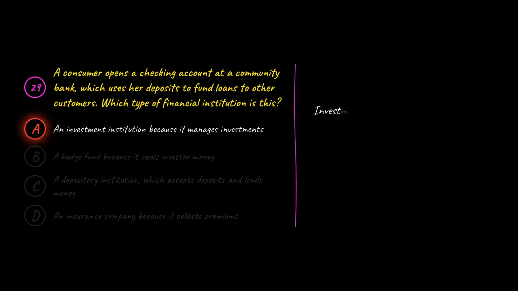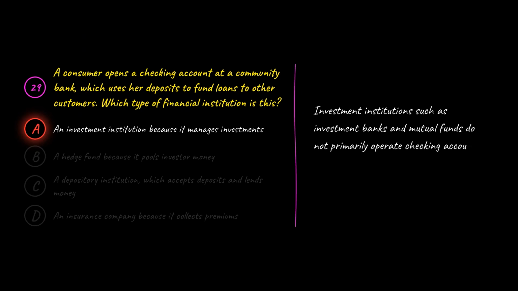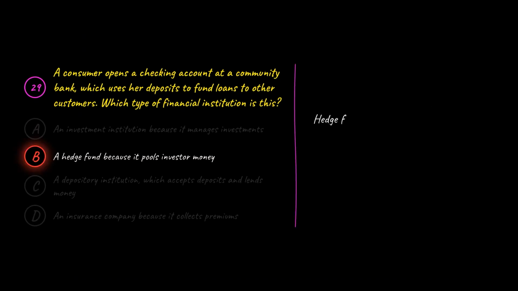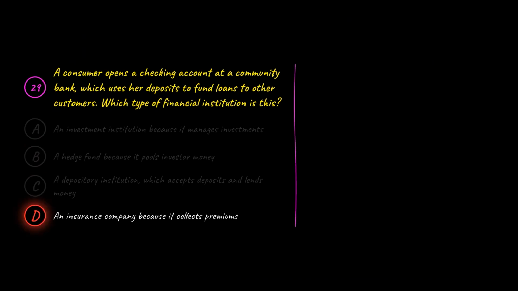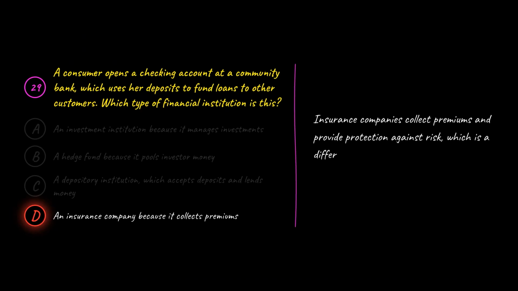A is wrong because investment institutions such as investment banks and mutual funds do not primarily operate checking accounts or hold consumer deposits in the same way. B is wrong because hedge funds pool investor money for aggressive strategies and do not accept everyday consumer deposits or run checking accounts. D is wrong because insurance companies collect premiums and provide protection against risk, which is a different business model from accepting deposits and lending them out.